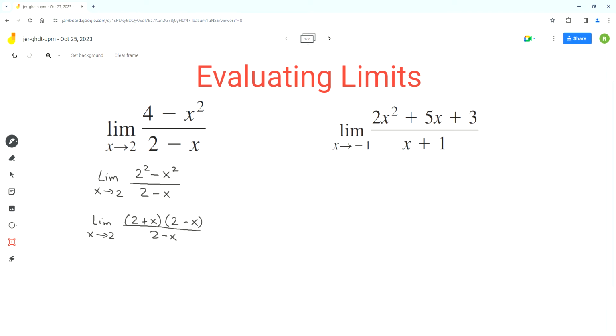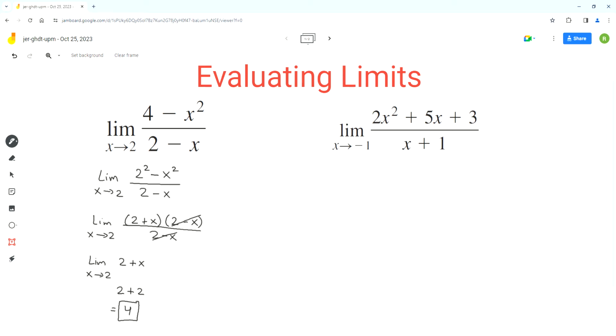Now we have the 2 minus x expression in the numerator and the denominator, so we can cancel them out. So we are left with just limit x approaches 2 of 2 plus x. Now we can apply the limit. So we get 2 plus 2, which is equal to 4. So this should be the final answer for this limit.